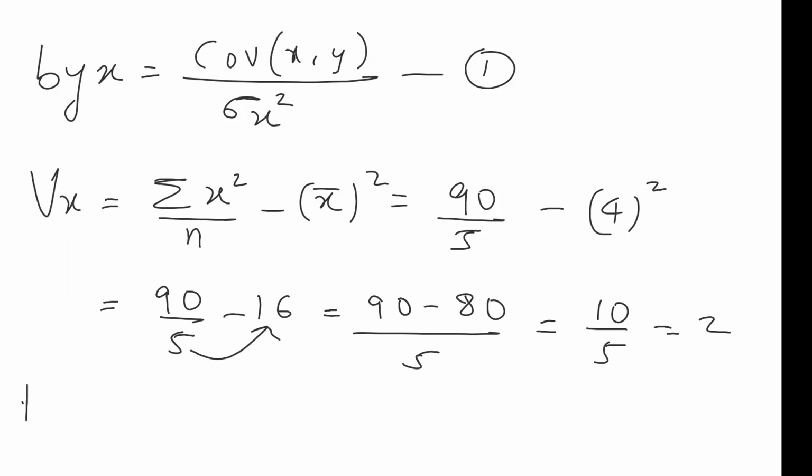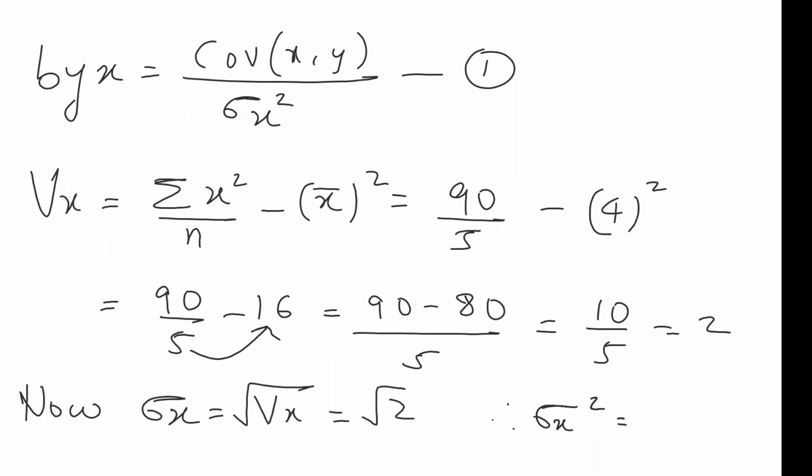Now, standard deviation of x is equal to square root of variance of x, which is square root of 2. Okay. So what is standard deviation of x square? We'll have to square both the sides. Square this and this will be the standard deviation of x square. So that will be 2. Fine. So now we have both the values. We are having covariance as well as standard deviation of x square.